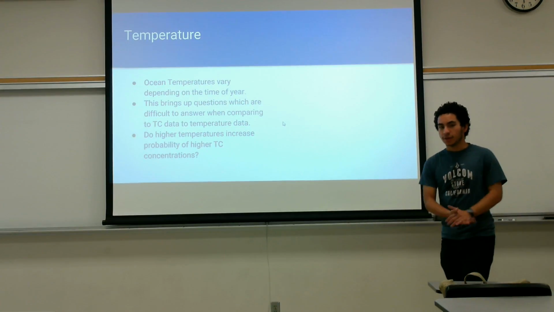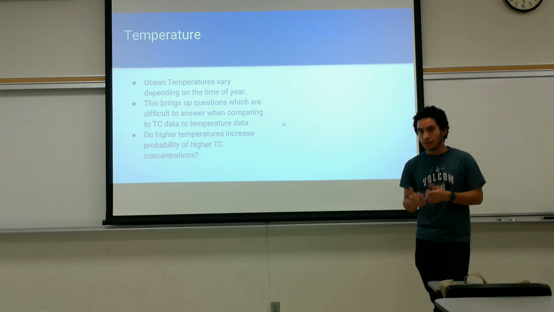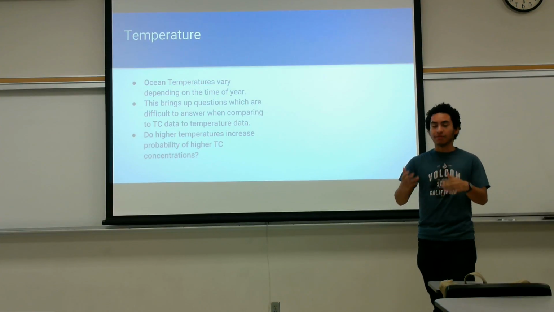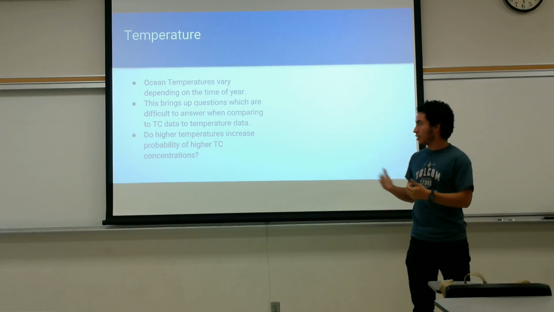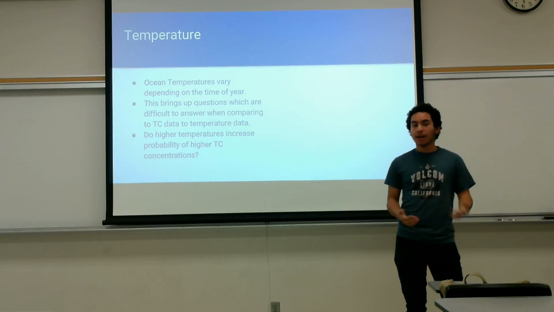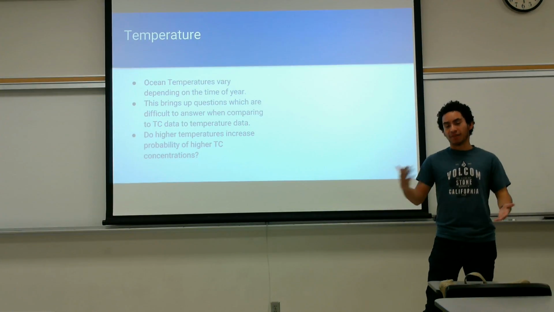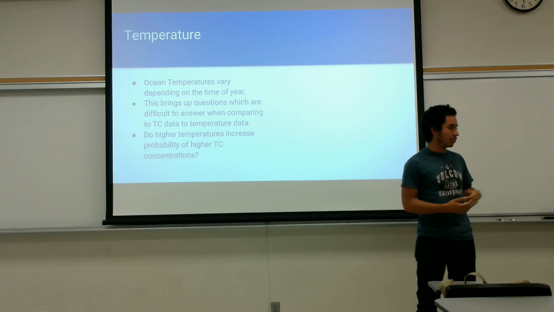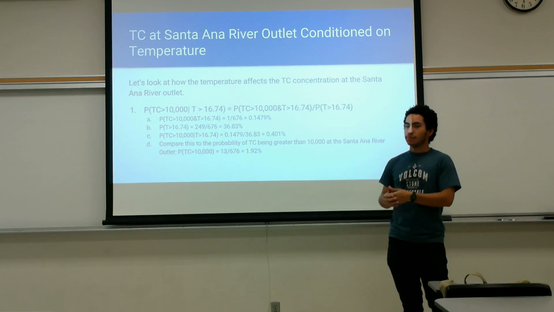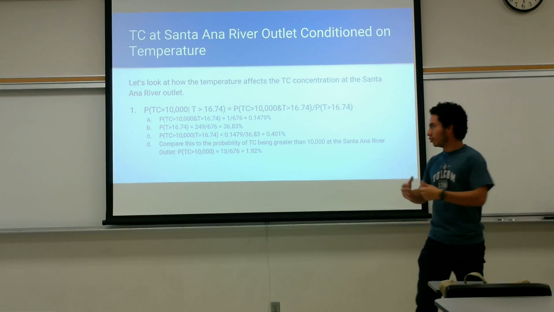One of the other data points that was also given was the ocean temperature of whenever that data point was taken. Ocean temperature does vary depending on the time of year. When it's in the summer, it's going to be warmer. When it's the winter, it's going to be colder. So we analyzed the TC based off of this warmer or colder, essentially.